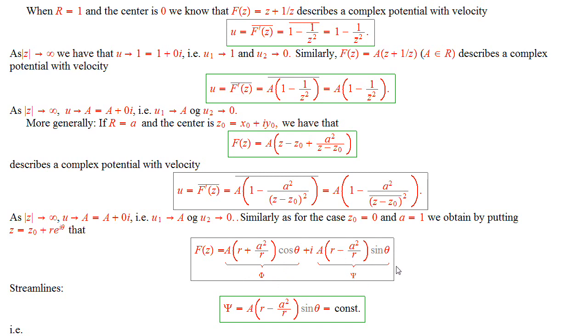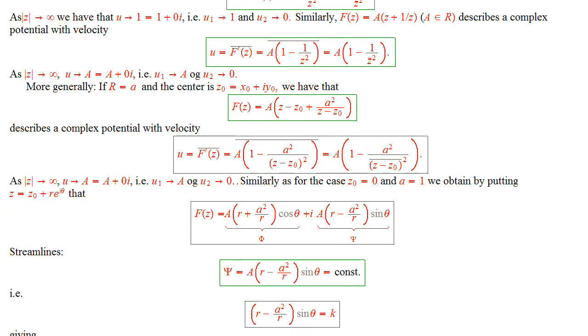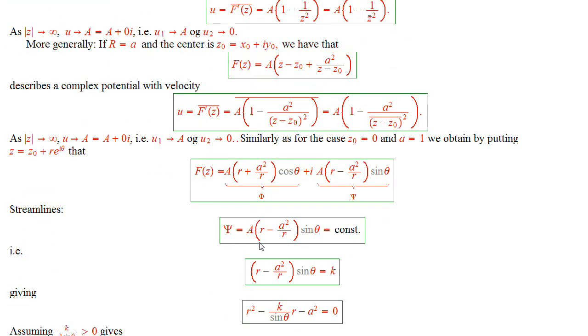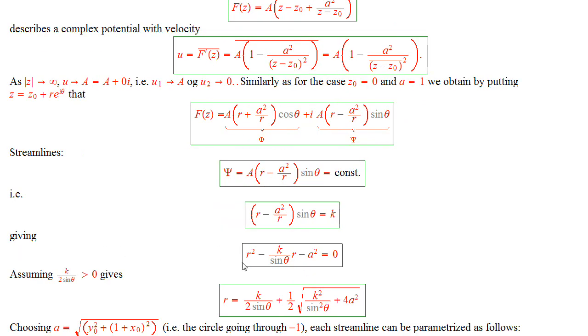And as before, we want to look at cases where this imaginary part is equal to some constant, because that is how we can find the streamlines. The fact that this is a constant is equivalent to looking at this as some constant k, because this constant k is just this constant above divided by the velocity at infinity a. This gives the following equation when we have multiplied with r and divided by sine theta. We have to assume that k over 2 sine theta is larger than 0.